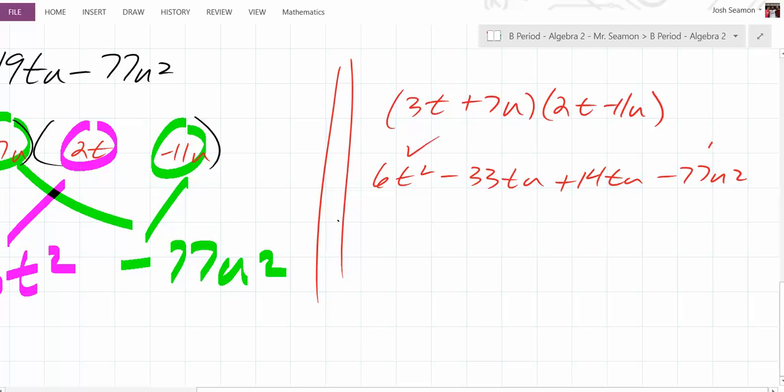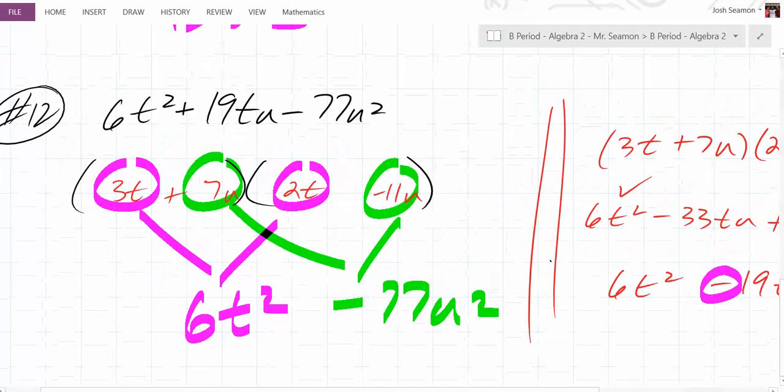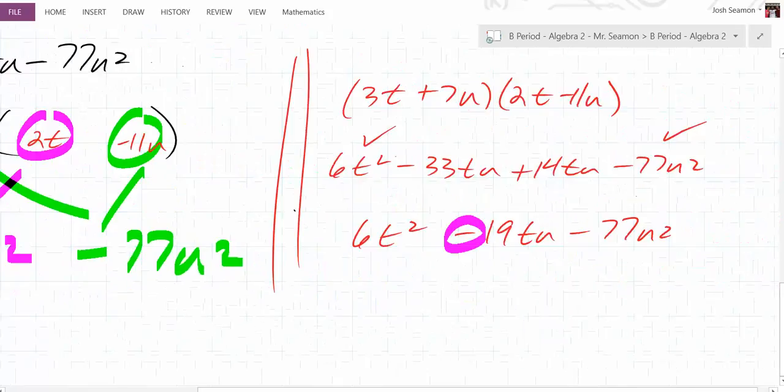Well, we have that first and last. Great. But what do we end up with in the middle? Negative what? What's 14 minus 33? You can do it. 19. Negative 19tu. Is that almost what we want? Yeah. What's the only thing that's wrong? The sign. It's negative 19. What do we want it to be? Positive.